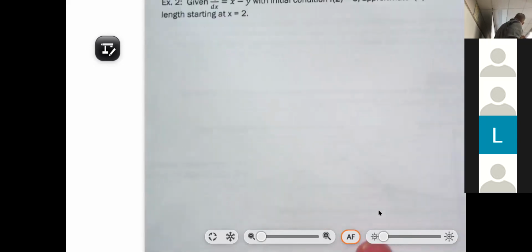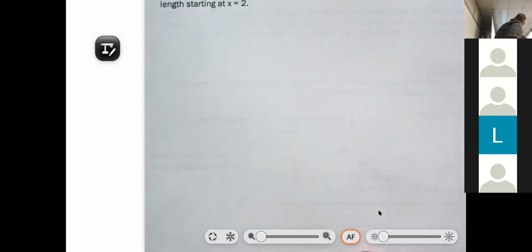All right, I want you guys to try this. So what should your step size be on this one? How far should you go each time? 0.5. Yeah, you're starting at 2, you're trying to get to 3, and it says you're doing 2 steps of equal length.